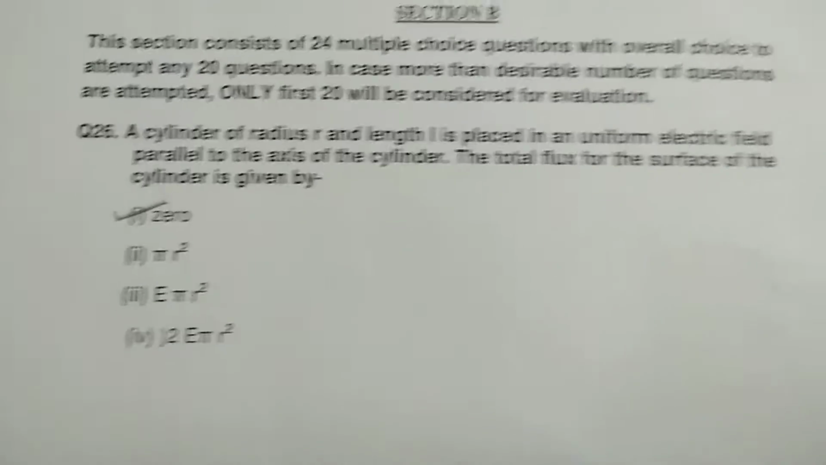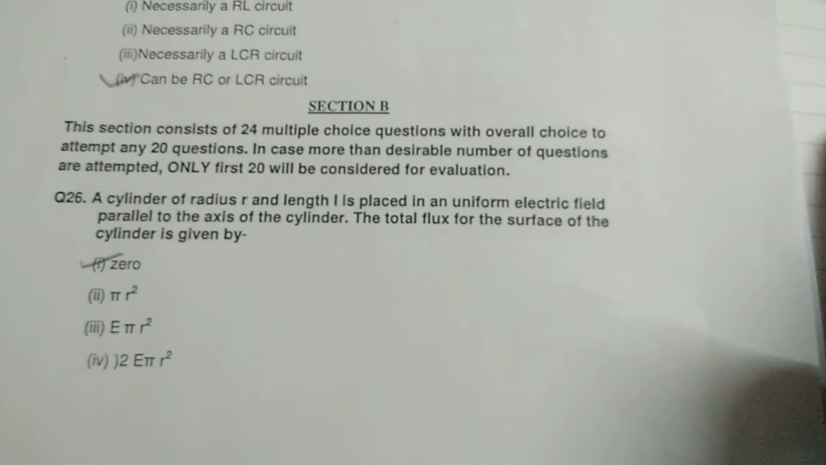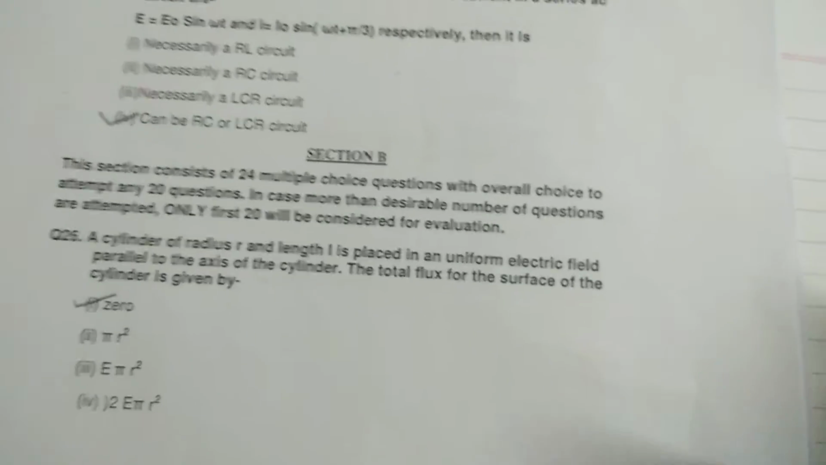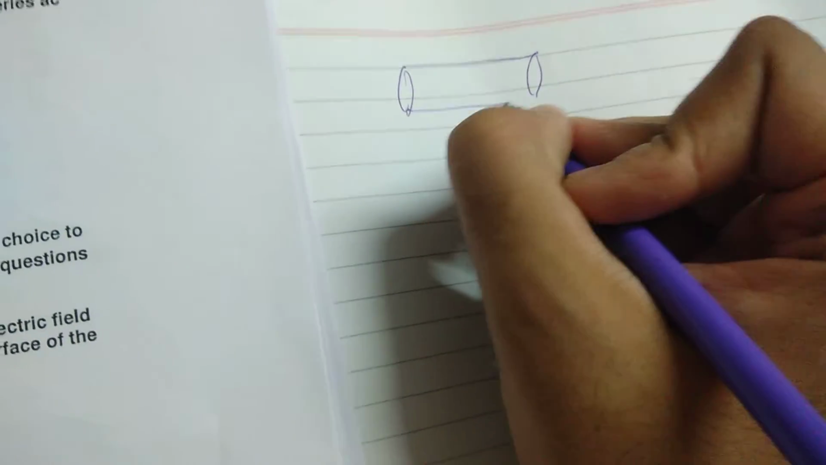A cylinder of radius R and length L is placed in a uniform electric field parallel to the axis of the cylinder. The total flux for the surface of the cylinder is given by. So this is pretty simple, right? Like total flux for the surface, suppose we have the cylinder here. So the surface of the cylinder.